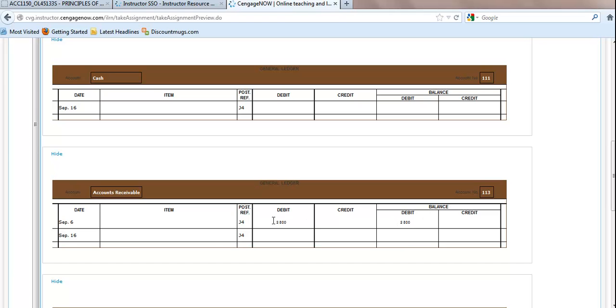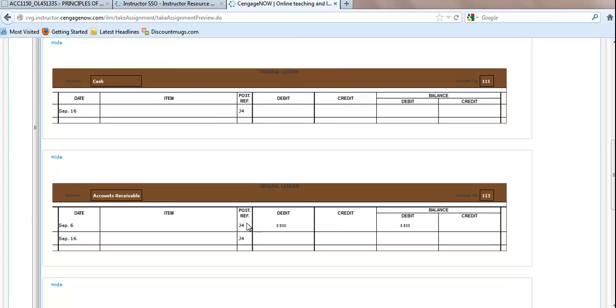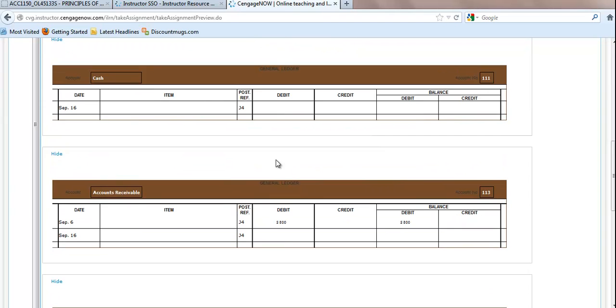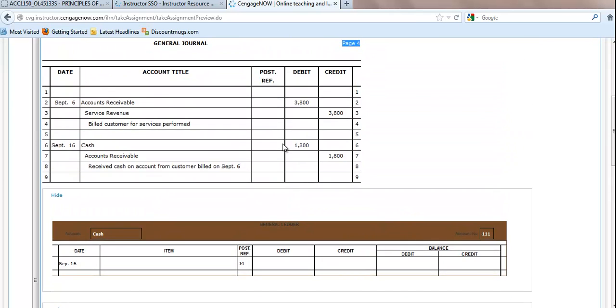And then you'll notice in my post-reference column I put J4. That stands for Journal 4. So if I scroll up here, General Journal, page 4. That references me back. If I ever need to find this transaction, I can go to the General Journal, page 4. Then the last part is I take my account number 113 and post it in the post-reference column up here.